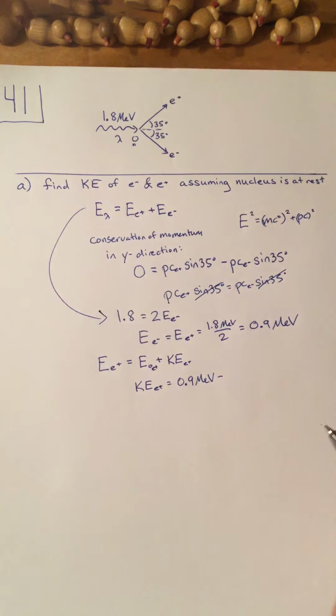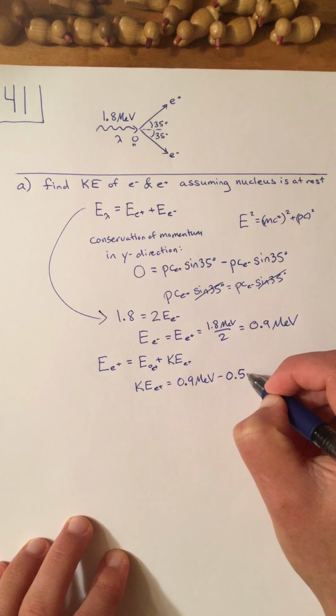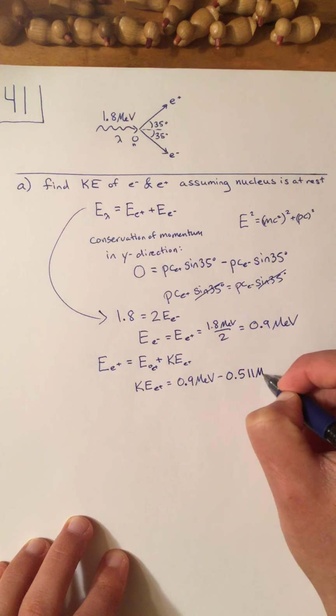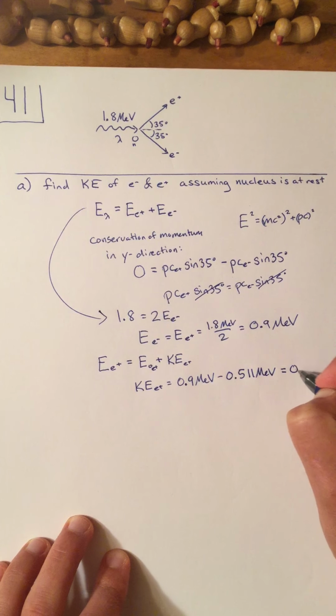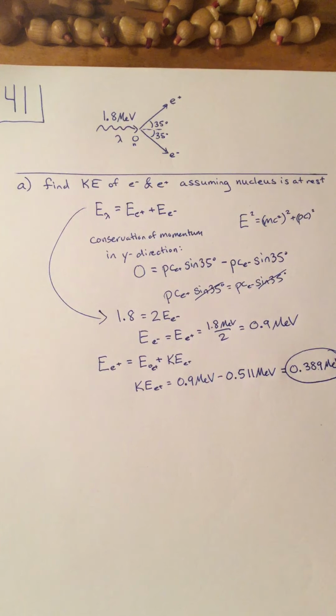This is an electron or a positron. They have the same rest energy, which is 0.511 mega electron volts. So the kinetic energy is 0.389 mega electron volts. That's our answer for part A.